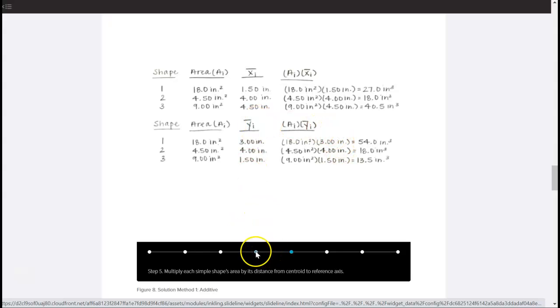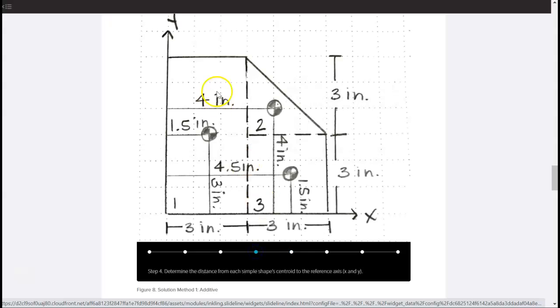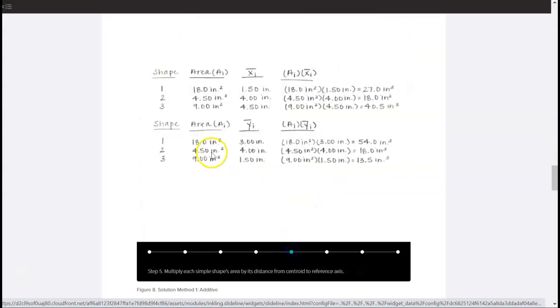Then you do the same thing for the y-axis. So I'm going to go back. We do the area, and we multiply it by the y-axis. Shape number 2, we do the area, we multiply it by the y-axis. So it's going up and down. In number 3, we take the area, multiply it by this. And you'll see that here. 18 times 3, 4.5 times 4, 9 times 1.5.